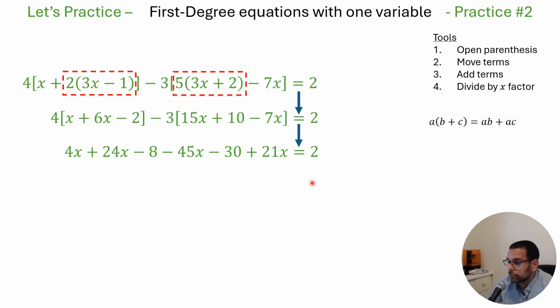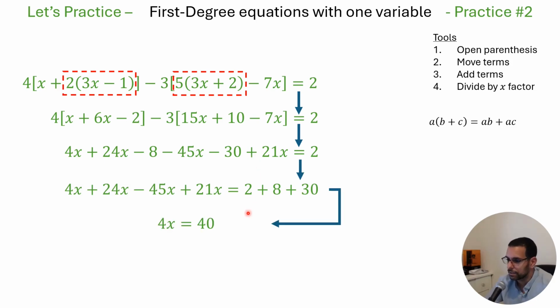Now let's move the x's to the left and terms without any x to the right, and we get this. Let's add the terms and we get 4x is equal to 40. Now, as you guessed it, yes, we're going to divide both sides of the equation by 4, and we get that x is equal to 10.